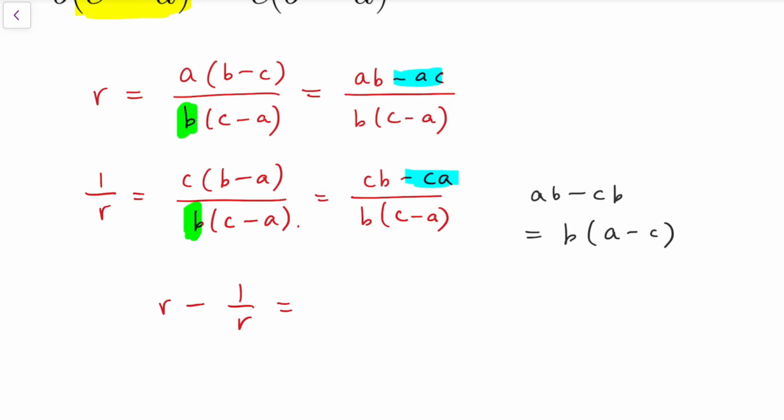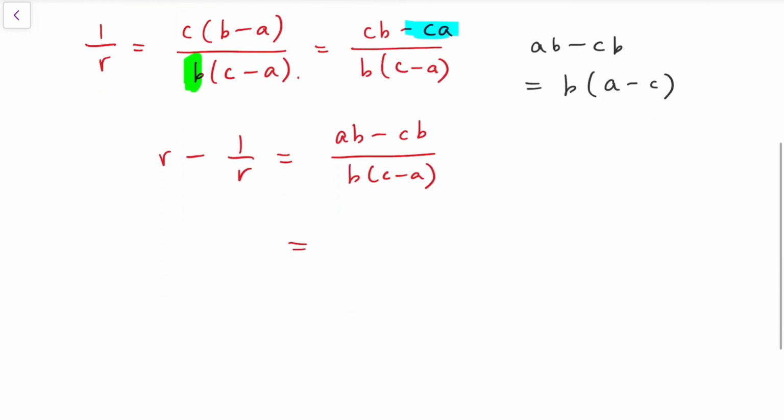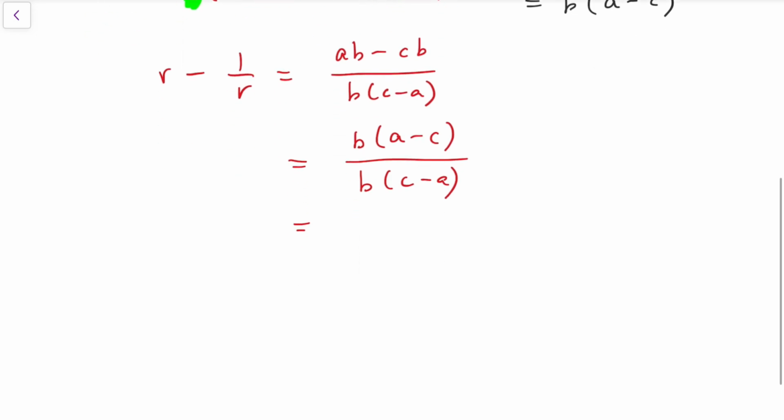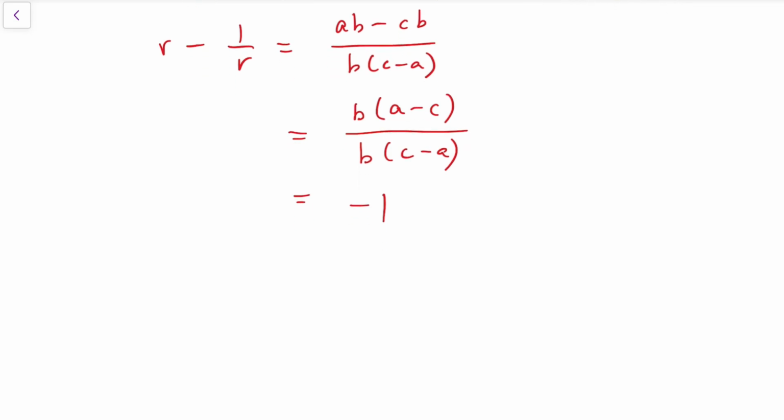So that means if I write r minus 1 over r, then we have ab minus cb, all divided by b times (c minus a), and that's equal to b times (a minus c), all divided by b times (c minus a), and that's exactly minus 1. Now that means we have an equation of r, and we can solve for the value of r. It's just a quadratic equation.